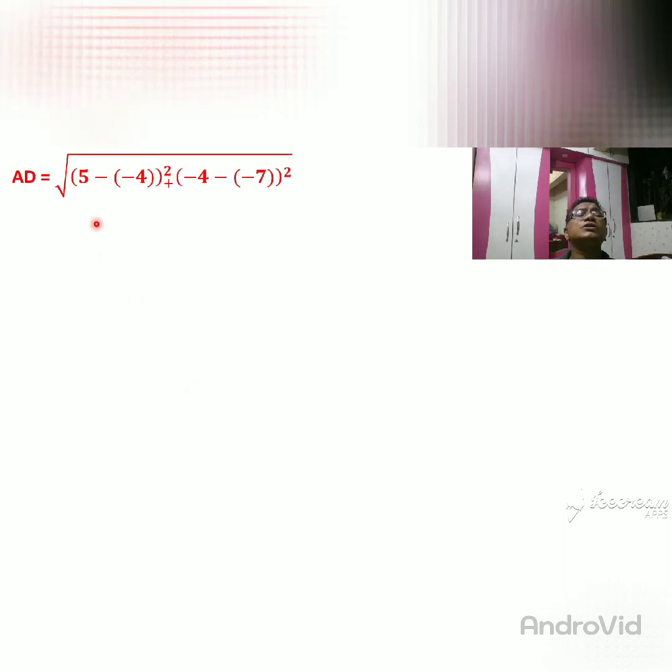Then AD remains. So I want to find the distance AD. So this is x2 minus x1, x2 is 5 minus x1 which is minus 4, in bracket square. It is y2 minus y1, minus 7, in bracket square. Out of bracket, the negative sign: minus 4 becomes plus 4. So 5 plus 4 is 9, so we are getting 9 square. Then minus 4 remains as it is.